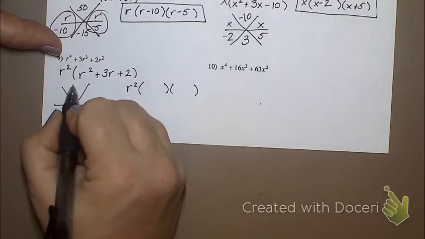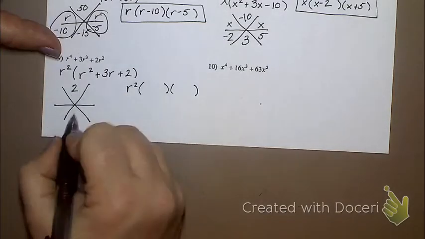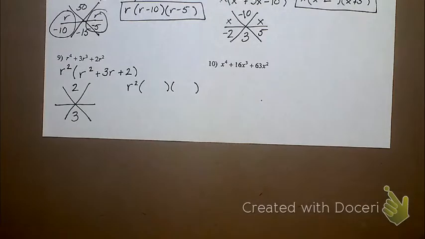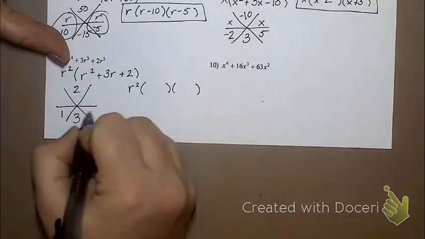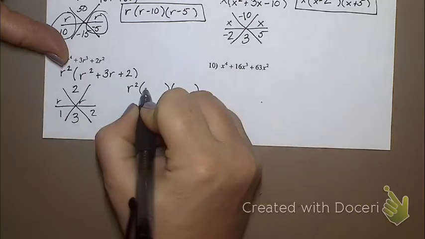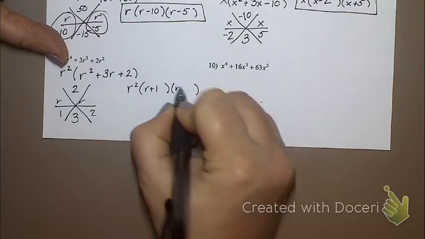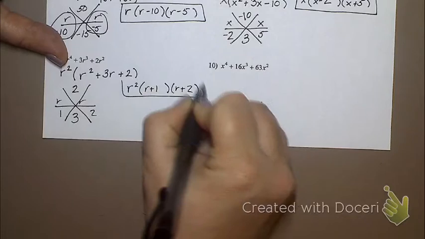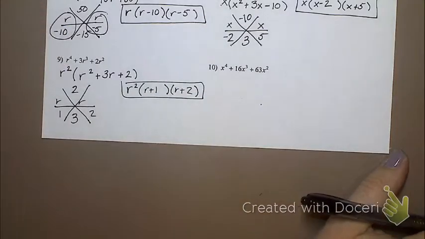What goes on the top? 2, and on the bottom, 3. What are two numbers that multiply to get 2 and add to get 3? 1 and 2. Here's my R and my R, so I have R plus 1 and R plus 2. All right, you try number 10.